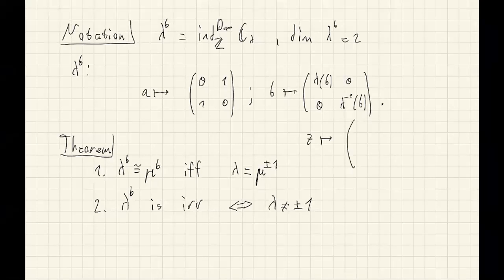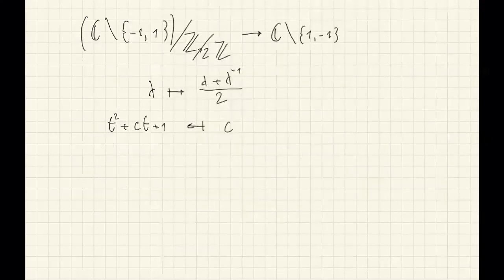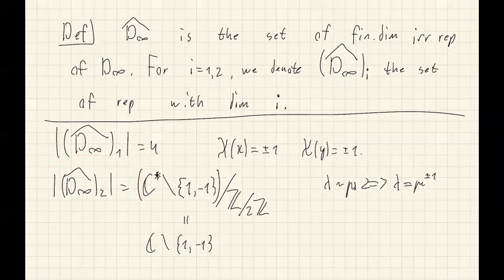Z goes to lambda plus lambda inverse, by a scalar matrix with the same number. And so this also shows us that our set of irreducible representations of dimension 2 has a canonical structure of an algebraic variety. So there is a topology on it, and also some sheaf of functions on it.